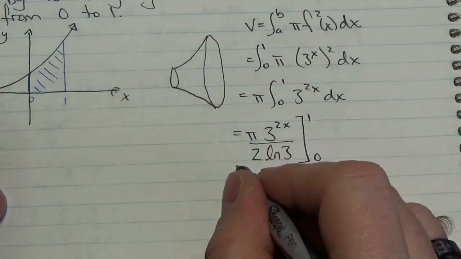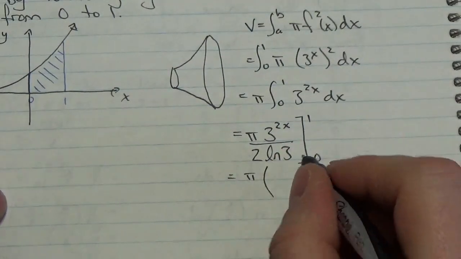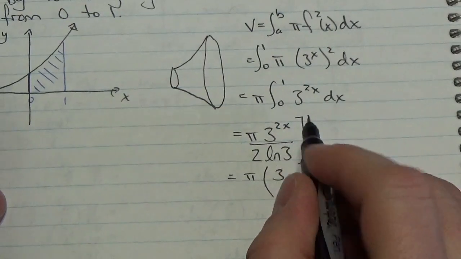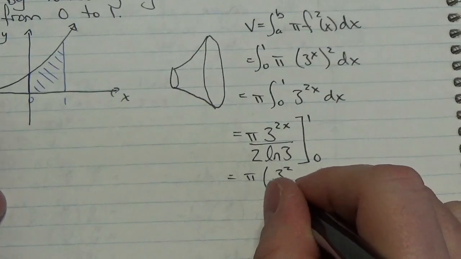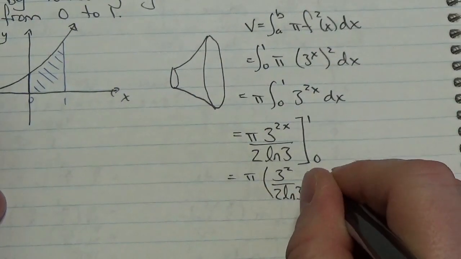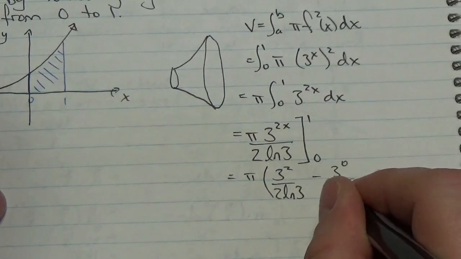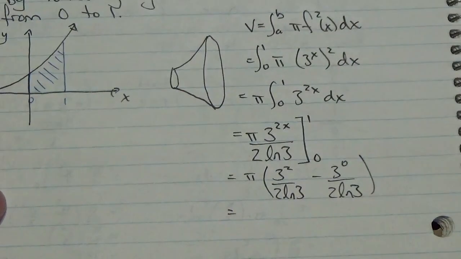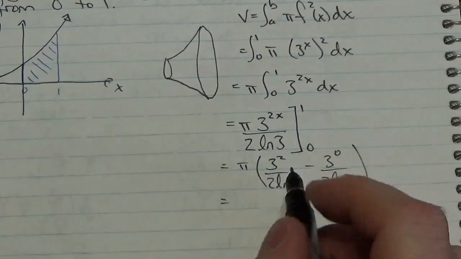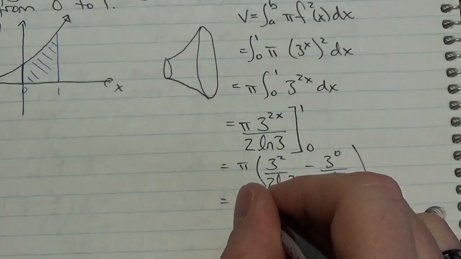Okay, so this is going to end up being pi multiplied by 3 squared over 2 times the natural log of 3, minus 3 to the 0, which is just going to be 1, over 2 multiplied by the natural log of 3. Now, the denominators are the same there. Okay, 3 squared is 9 minus the 1 is going to be 8, so my numerator here is going to be 8 pi.